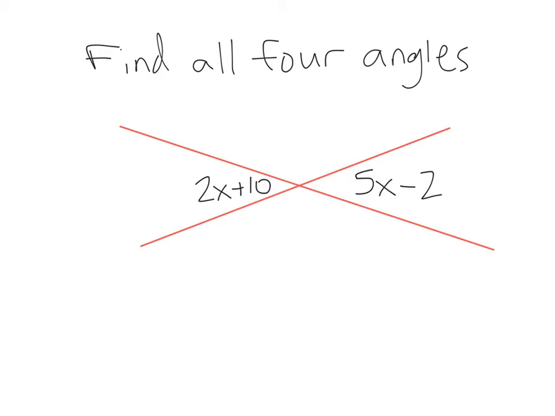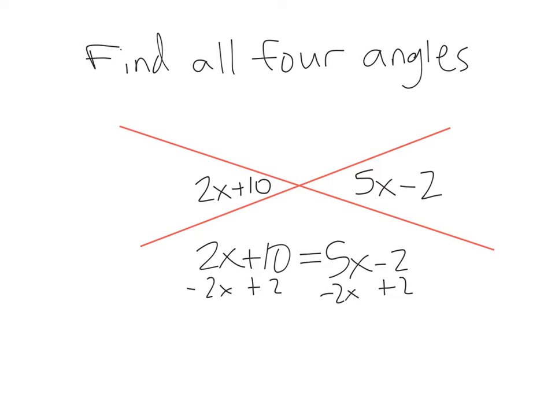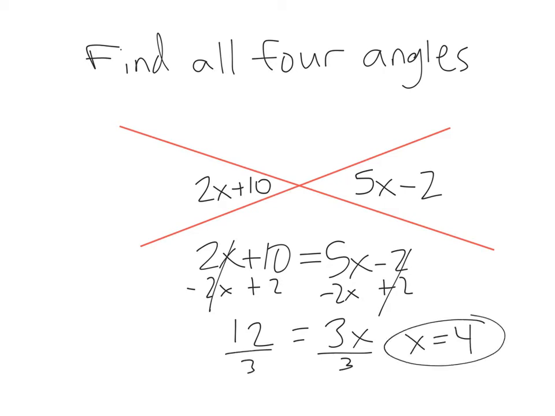Well, what do we know about these two vertical angles? We know that all vertical angles are congruent. So we can set these equal to each other. Woo! All right, let's solve the equation. I'm going to subtract 2x from both sides, and I'm going to add 2, so plus 2 plus 2. Now let's balance this all. We've got 12 on this side equals, because these cancel, 5x minus 2x is 3x. How do I finish this out? Divide by 3. X equals 4.